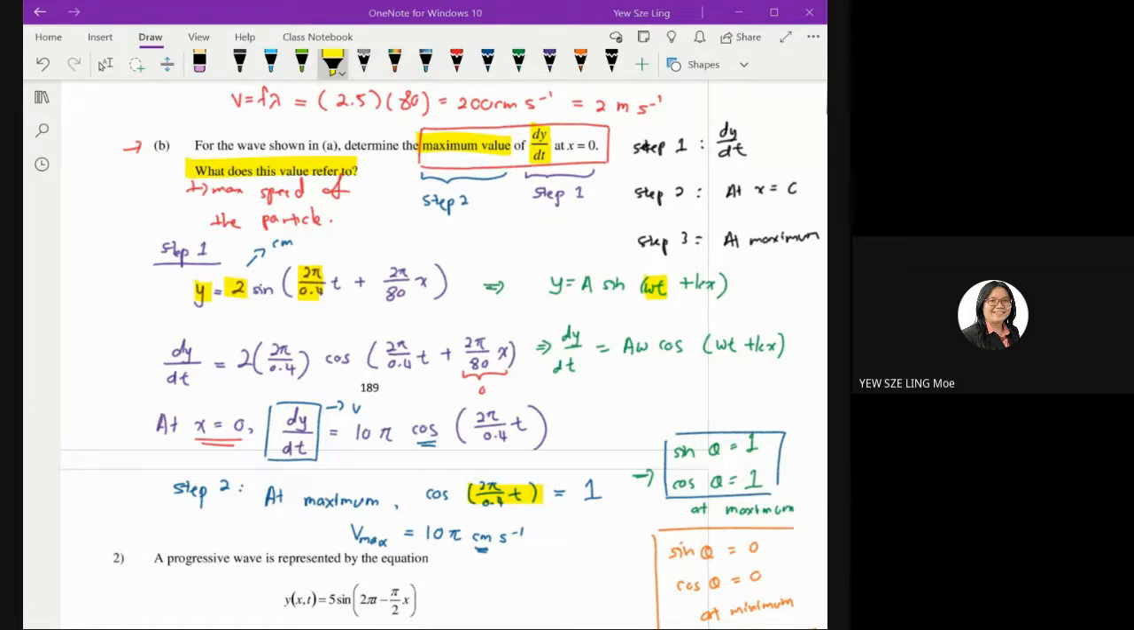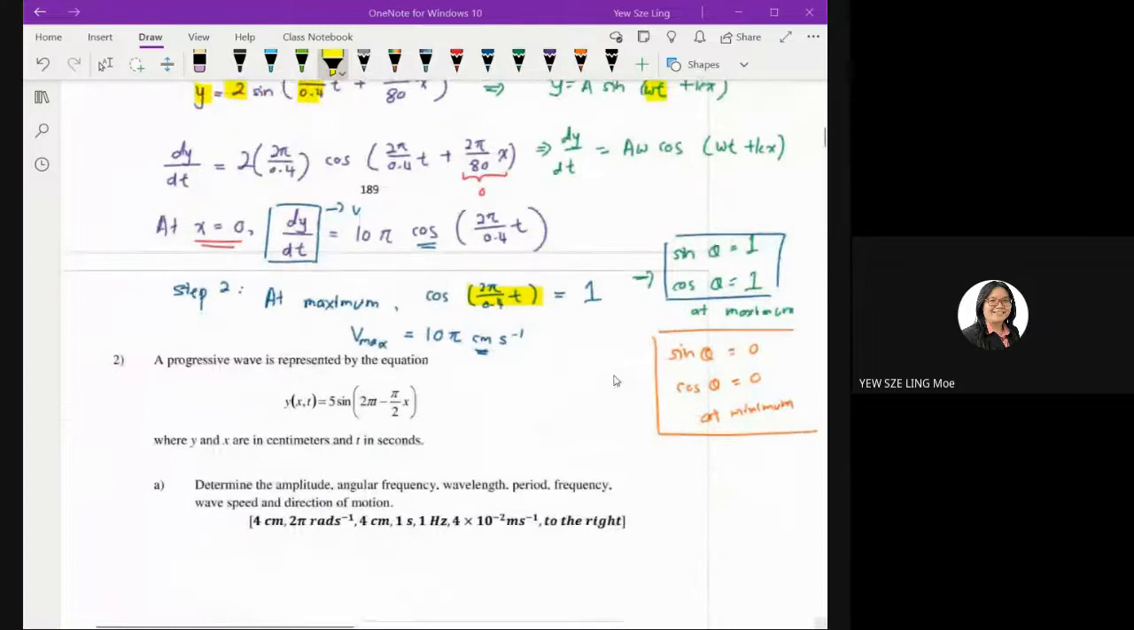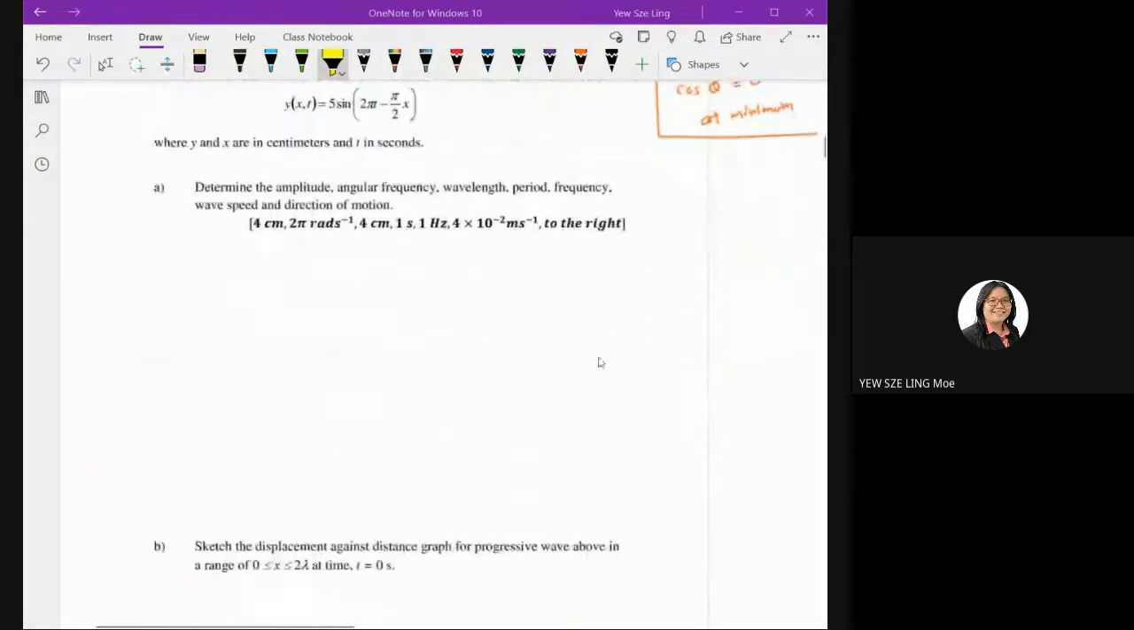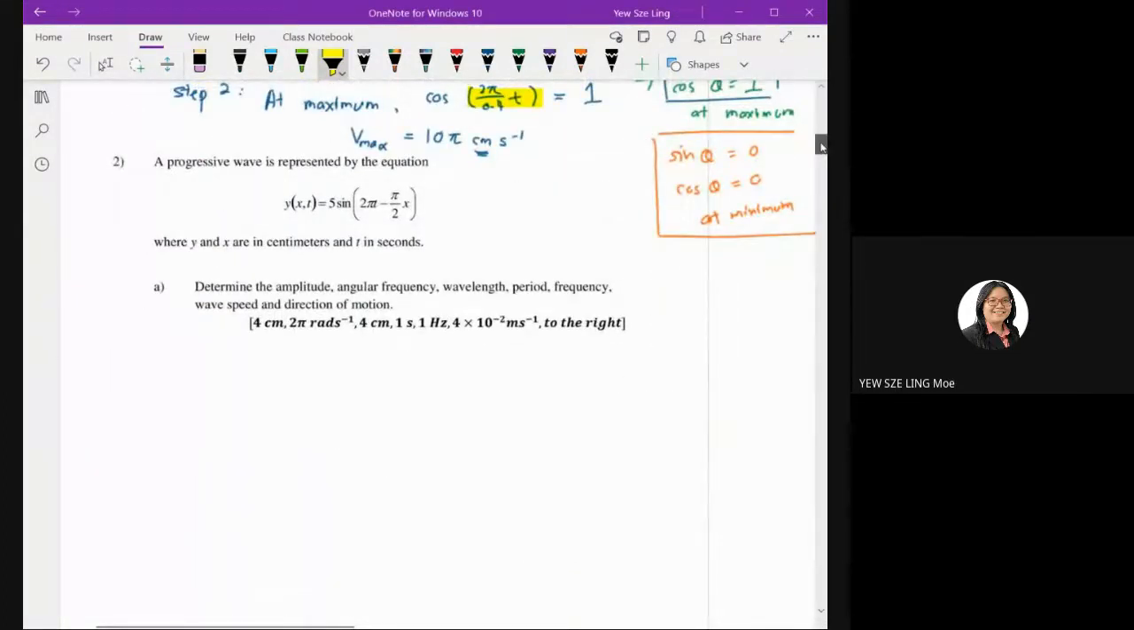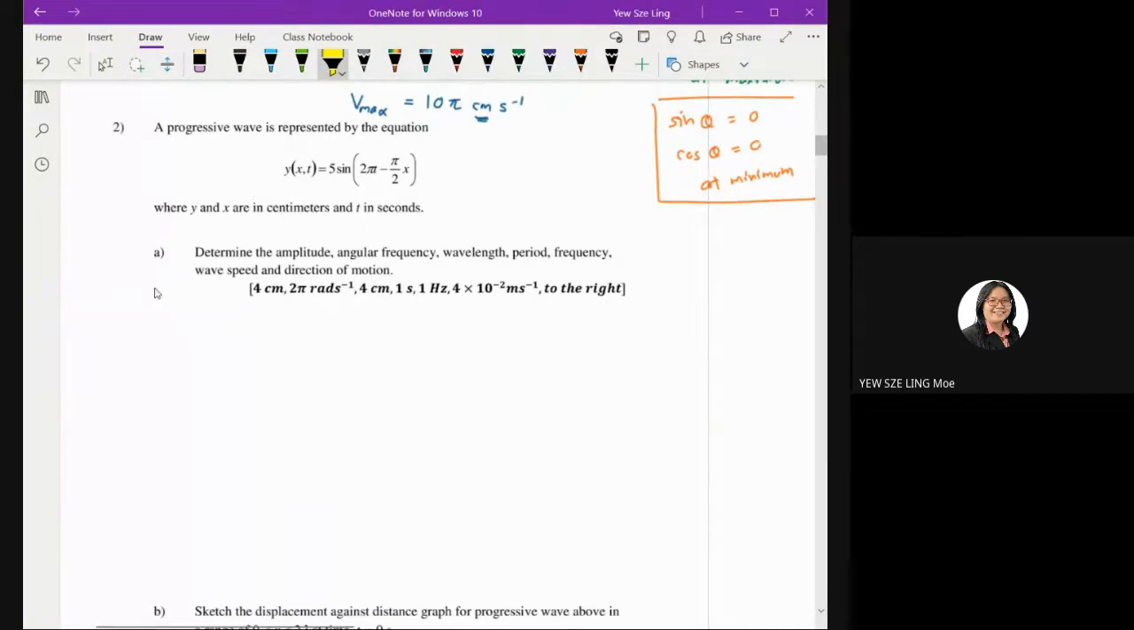Okay, so if you're done, you may try question 2A. 2A tests whether you understand the whole equations or not, because it wants you to identify f, omega, period, and everything from just one equation. So you can try 2A first if you're done. I give you 2 minutes to try. See whether you understand the equations or not.